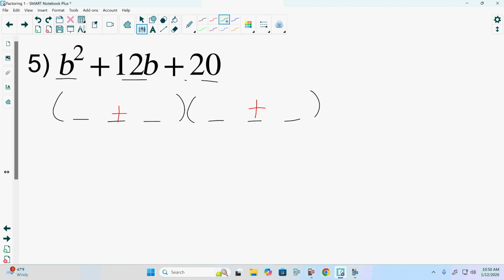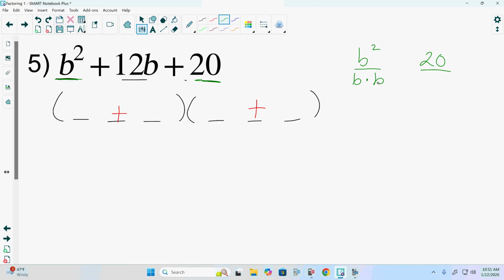Now, factors of the first and third term. So our factors of the first term are b squared, and our third term is our 20. Now, we didn't always list out the factors of the first and third term. And the main reason for it was factors of b squared. Well, the only things that we multiply together to get b squared are b and b. We do have 1 and b squared, but that doesn't help with factoring. So the only factors of b squared are b and b.